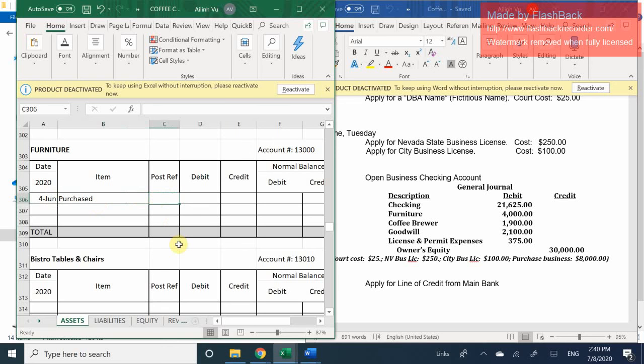I almost did that too. I almost put furniture in the furniture account. I just wrote furniture. Yeah, I'm realizing, wait a minute, it does say furniture. So I just put purchased.